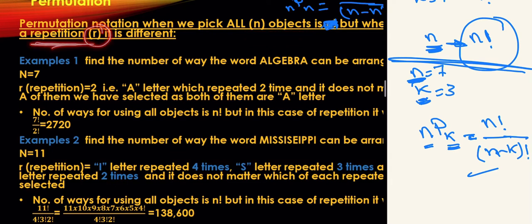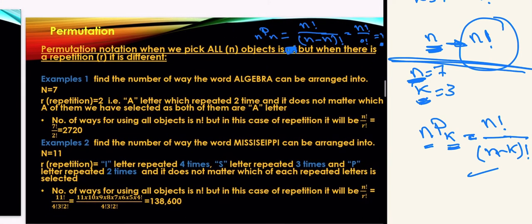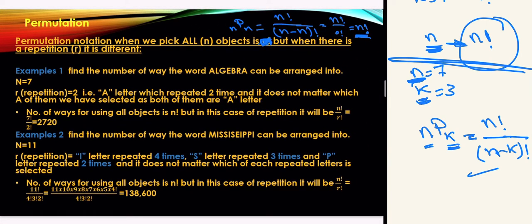R is the repetition. For example, find the number of ways the word algebra can be arranged. So here he said algebra. We are going to use all the digits, all the objects, all the alphabetical letters in the word algebra. So 1, 2, 3, 4, 5, 6, 7. We have 7 letters in the word algebra. We are going to use all of them.